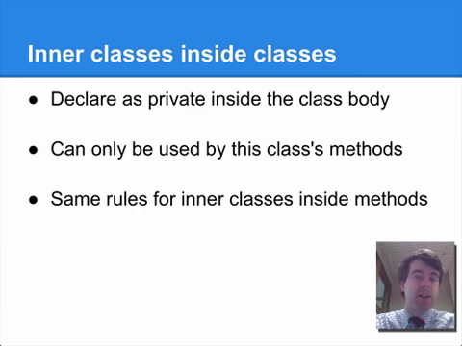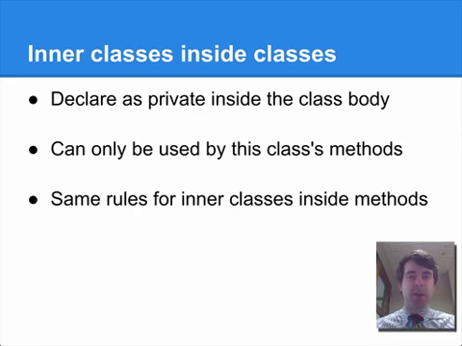So we're going to declare the class as private. That's really important in order to protect it from being used by other classes. And again, all those restrictions that we talked about apply. You can only access objects of the inner class from inside the methods of the outer class, but the inner class can access any of the data of the outer class without needing to call any accessor methods or anything like that.